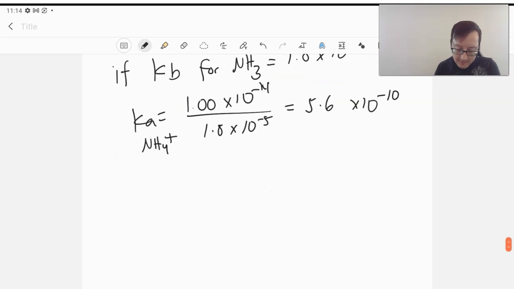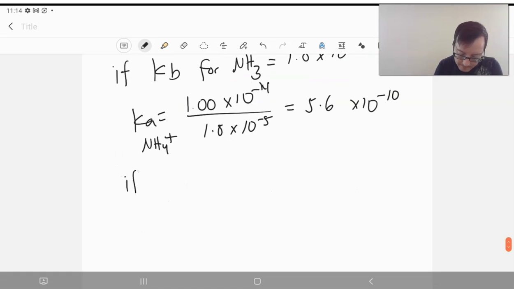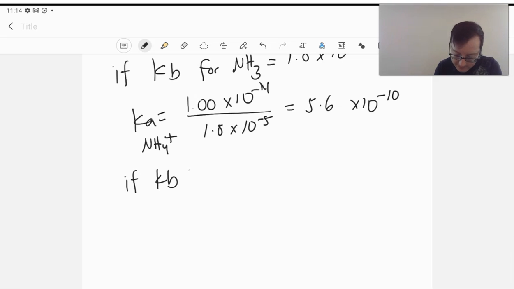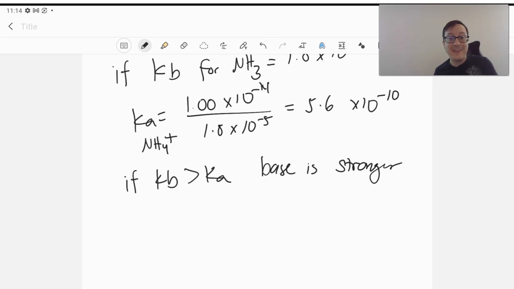We will see if Kb is greater than Ka, the base is stronger. The base form is stronger than the acid form. If it's the other way around, the acid is stronger.